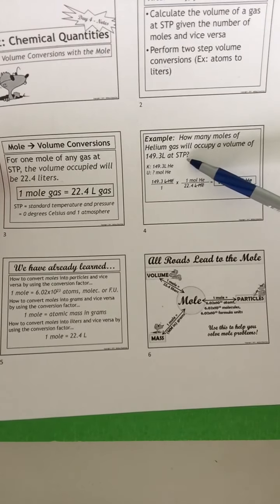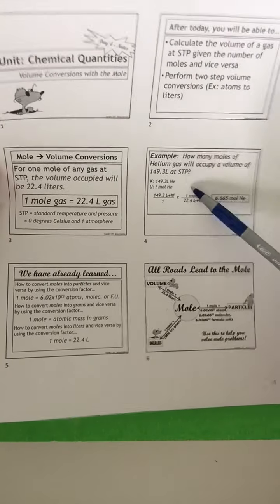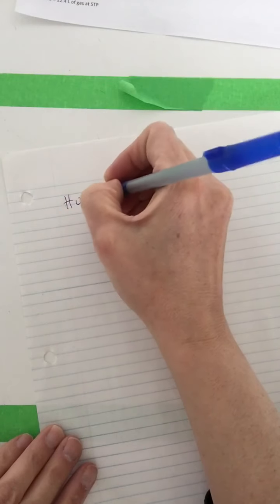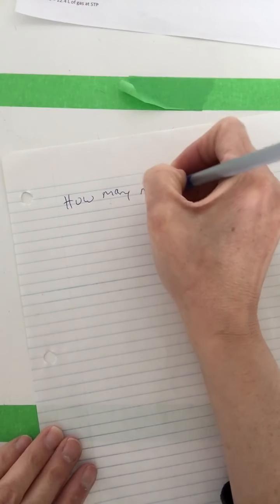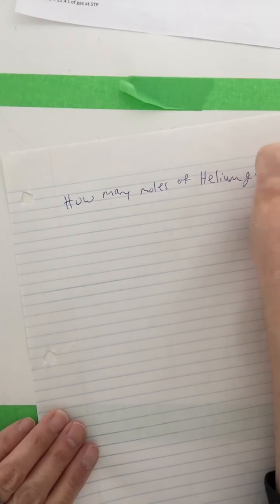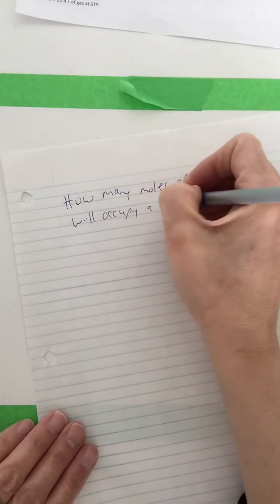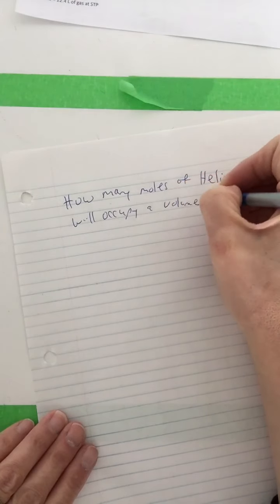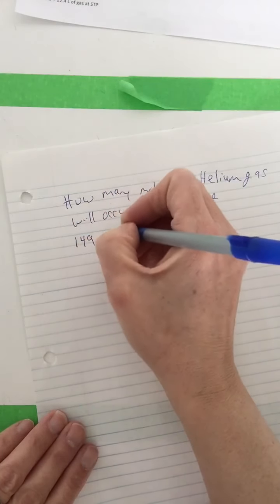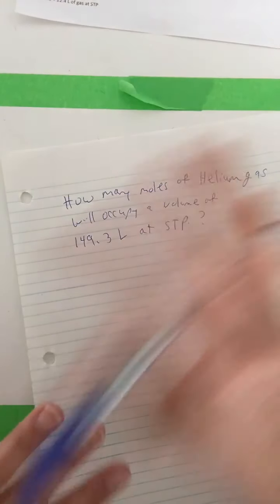Let's look at an example of how this works. I'm going to do this bigger on paper like I normally do. The example question in the notes is, how many moles of helium gas will occupy a volume of 149.3 liters at standard temperature pressure, STP. So that's the question that's on the slide.